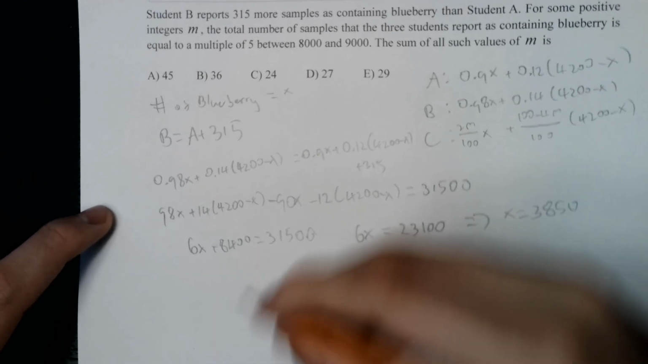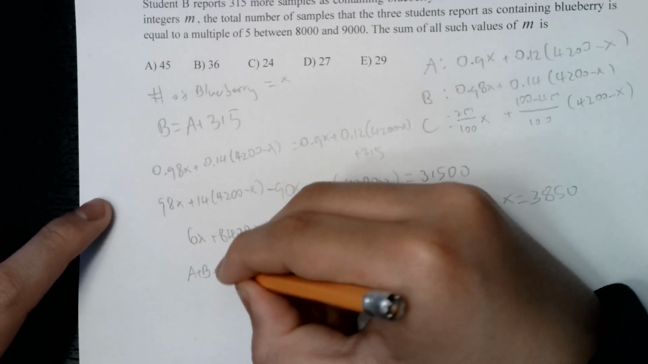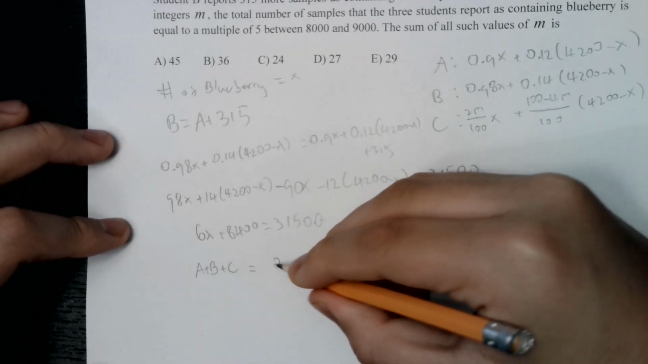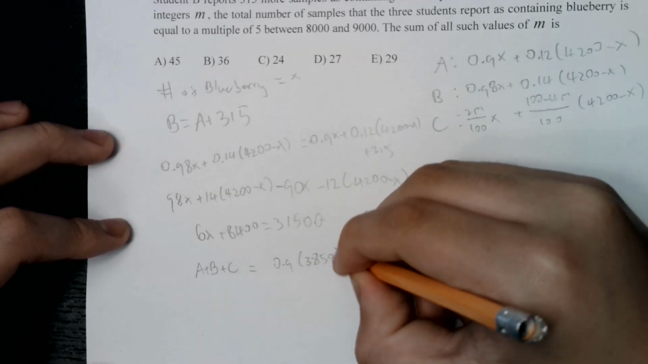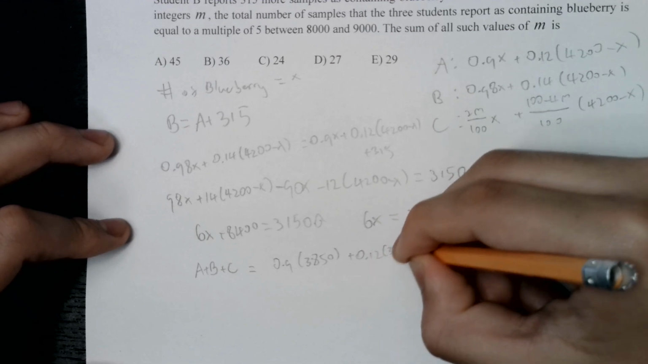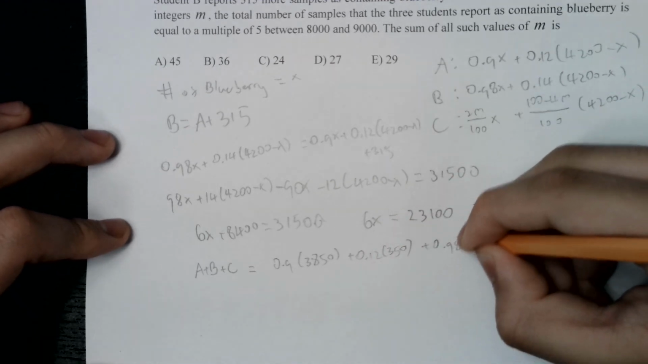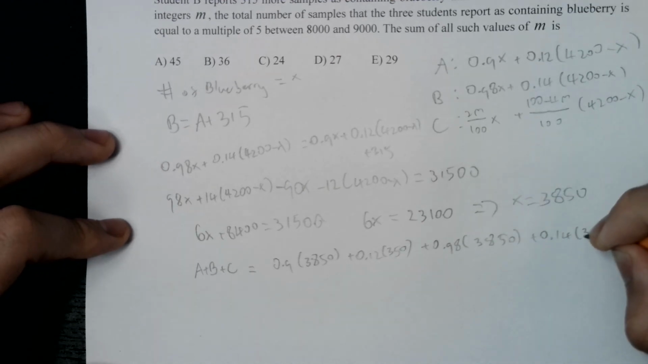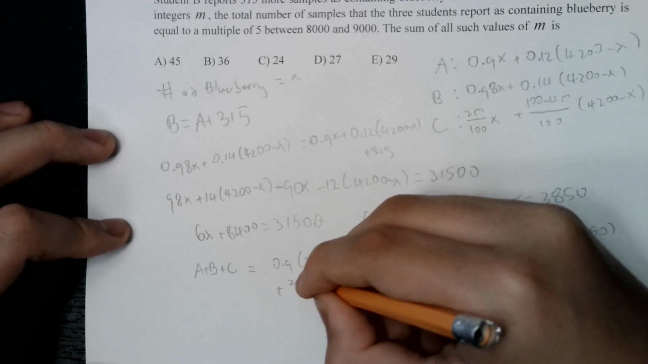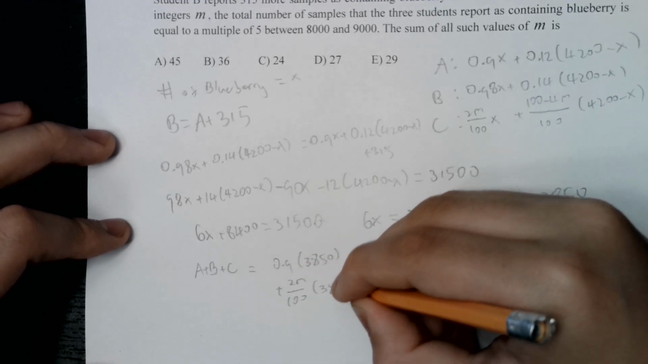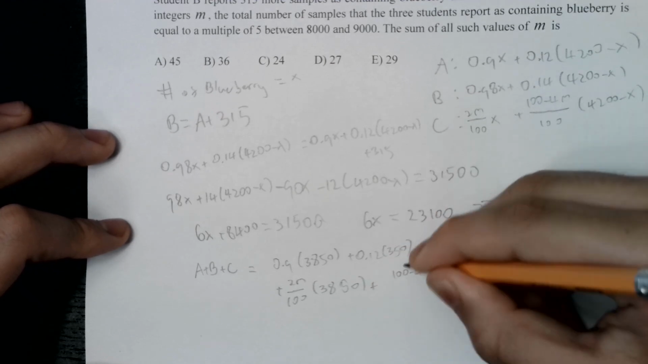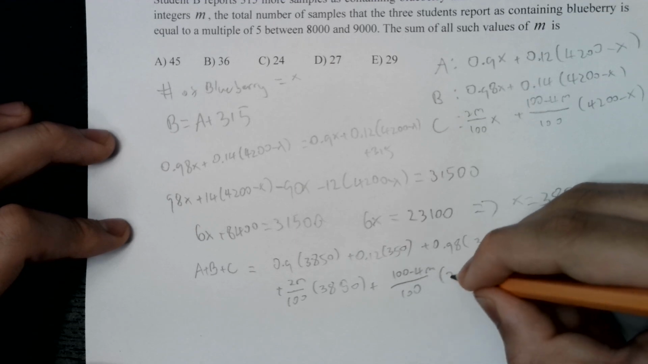This means that altogether, A plus B plus C is going to be, just plugging the x value into all the equations from before, equal to 0.9 times 3,850 plus 0.12 times 350, plus 0.98 times 3,850, plus 0.14 times 350, plus 2m divided by 100 times 3,850 plus 100 minus 4m times 100 divided by 100 times 350.